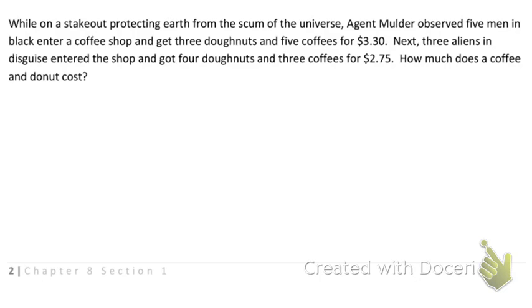Anyway, we're gonna go ahead and solve this. Like I said, this is about as easy as it's gonna get, because it specifically says 3 donuts plus 5 coffees equals $3.30. Then right below it, it says 4 donuts and 3 coffees cost $2.75.